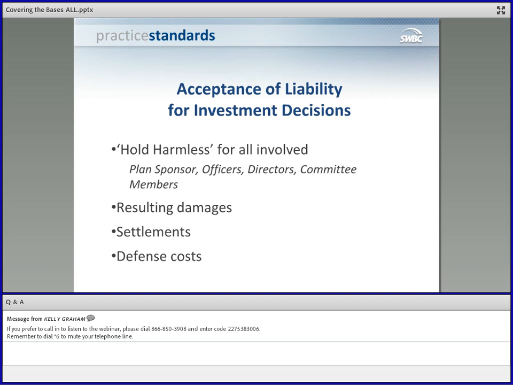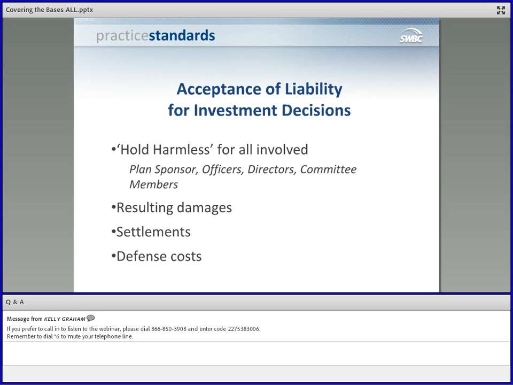So, acceptance of liability for investment decisions. With this slide, we'll move a little bit away from the agreement and into practice standards. Now, much of this section will relate to the agreement, and some of it, in fact, will even be included in your agreement, but we're going to present it in the framework of what you want to see in the day-to-day interaction with your plan advisor.